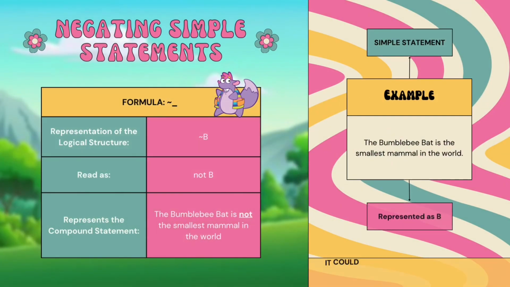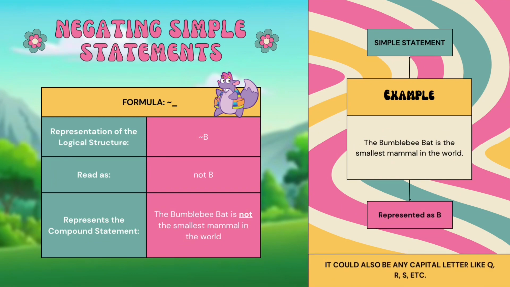Let us now negate a simple statement. Suppose the simple statement is, the bumblebee bat is the smallest mammal in the world, and is represented by B. To negate the simple statement B, it could be represented as this. The convention for reading this representation is not B. This represents the negation of simple statement B, the bumblebee bat is not the smallest mammal in the world.